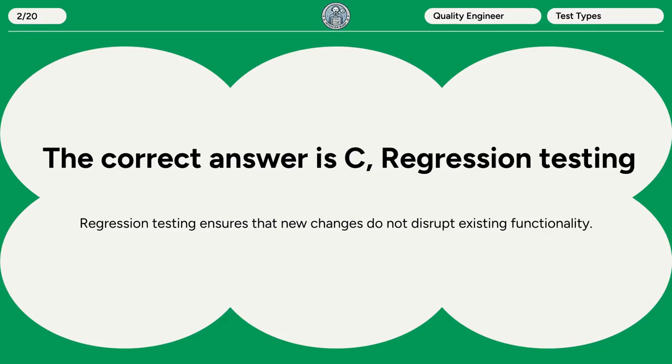The correct answer is C. Regression testing. Regression testing ensures that new changes do not disrupt existing functionality.